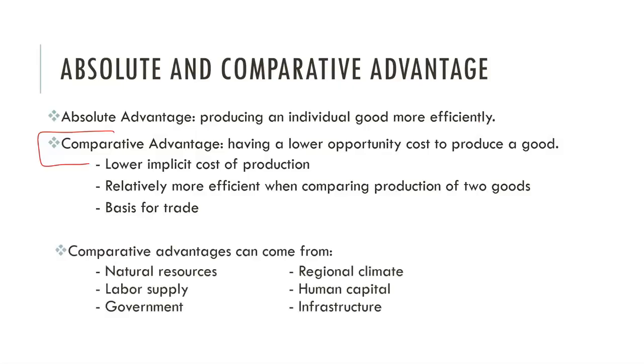Traditionally, countries will get a comparative advantage because they have access to certain natural resources. Maybe they have something in their regional climate, like a lot of fruit is grown in tropical environments near the equator. Bananas all come from places that are south of where we are now. Comparative advantages can come from labor supply, human capital, government, infrastructure. So there's a whole bunch of things that can give countries a lower implicit cost of production for certain types of goods.